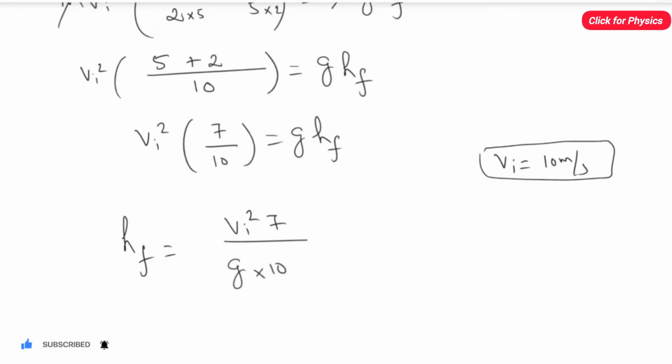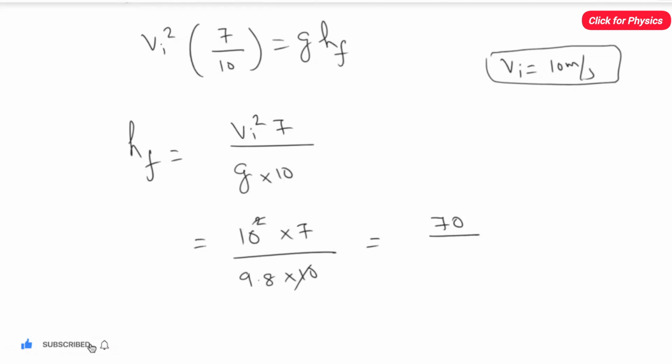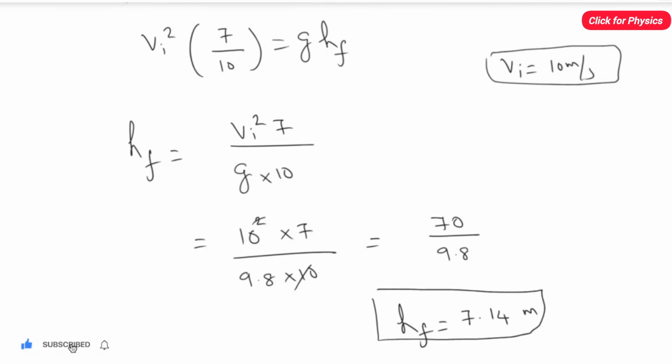So I'm going to substitute the value here. Let's see what the answer for hf is. So 10 square multiplied by 7, divided by g value 9.8 multiplied by 10. We can cancel 10 on the top and the bottom. What is remaining is 7 multiplied by 10, which is 70, divided by 9.8. Let's see what the answer is. Here I got the answer for hf as 7.14, and the unit for the height is meter. So this is the answer for this question.